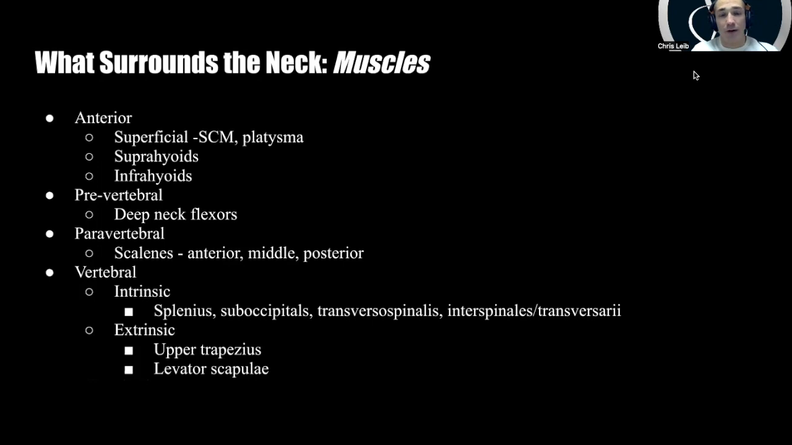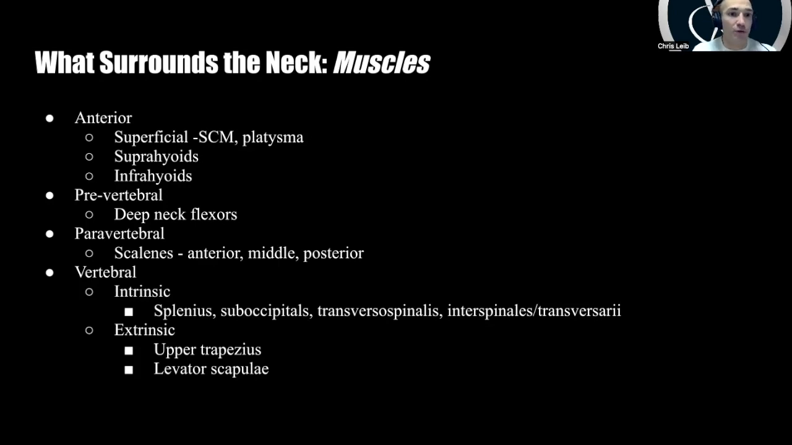And then finally, what surrounds the neck: muscles. We'll look at this in layers. So you get your anterior front compartment. Superficially, you have a muscle called your sternocleidomastoid and your platysma. And then you have your suprahyoids and infrahyoids, which basically, supra means above the hyoid bone. I'll show where that is. The infrahyoid just means below that hyoid bone. Those are deep muscles on the front of the neck.